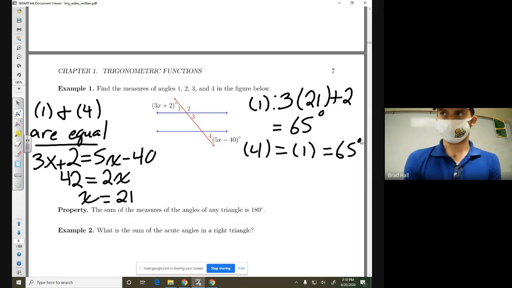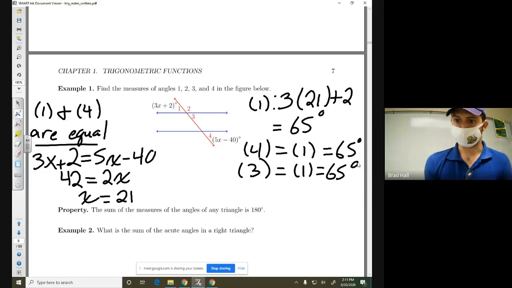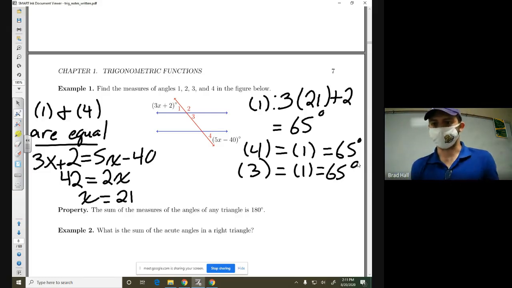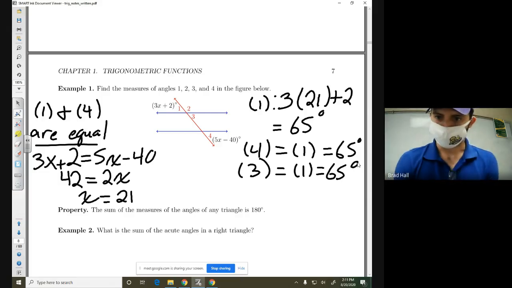Is that good so far? And so now we're left with 2 and 3. Now, between 2 and 3, one of these is easier to figure out than the other. 3 corresponds to 1. 1 and 3 are corresponding angles. And as such, it'd be 180 minus 65 would give us. That's right, for the last one. So 1, 4, and 3 are all, in fact, equal. They're all corresponding angles. That just leaves angle 2.